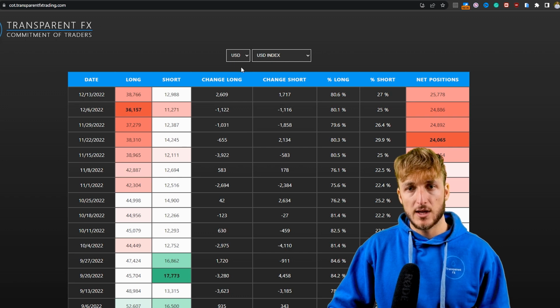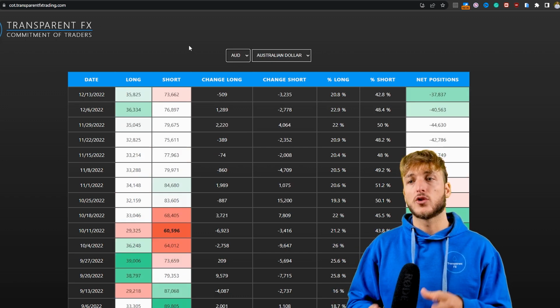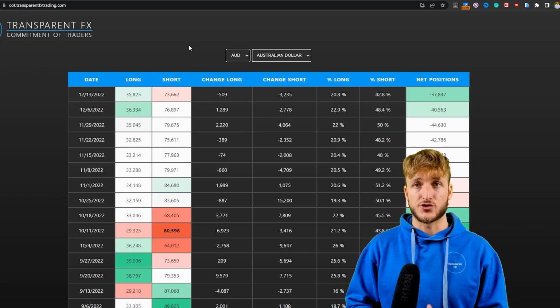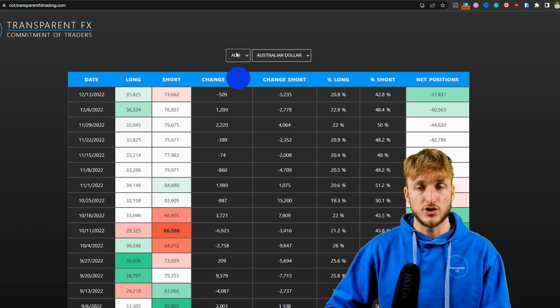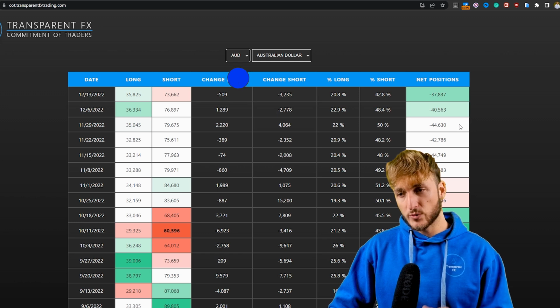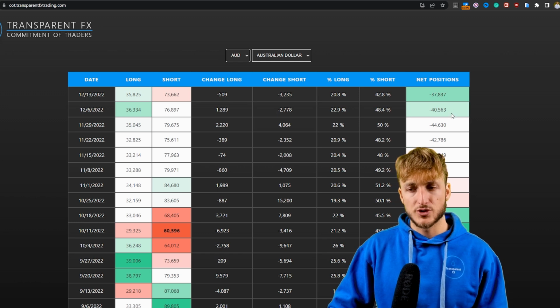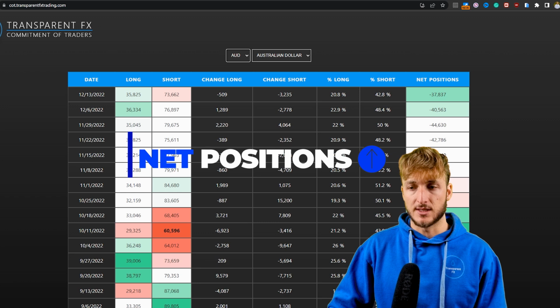Now, if we go and see what we have on the AUD, and keep in mind that all currencies on the spot are traded against the USD, so if you're checking the data for the AUD, you are already checking AUDUSD. What we can see is that with the last few reports, we did see some increasing in the net positions.